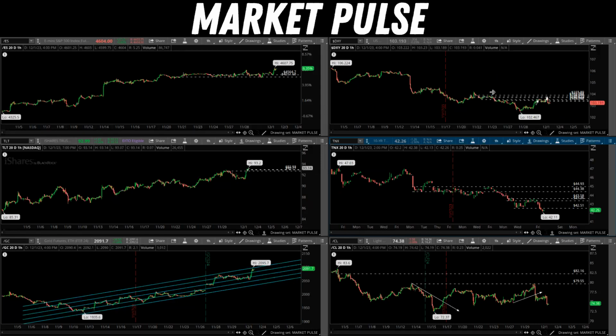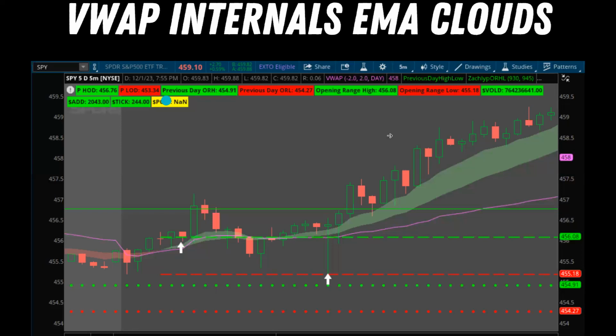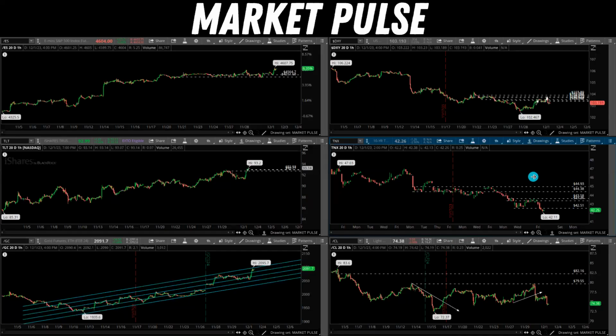I use the opening range strategy, and then I also use market internals. Now, we briefly touched on the VOLD, ADD, and TICK, but I have another chart layout that I constantly monitor to really help give me the ultimate edge that I need when it comes to trading. Using all three of these things together, the opening range strategy, the market pulse, and the market internals, is a way that I've found to become consistently profitable when it comes to day trading in the stock market.